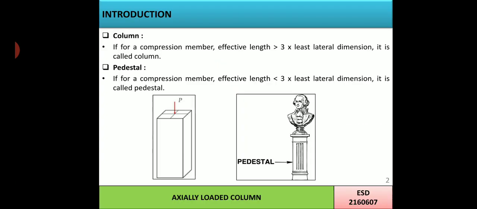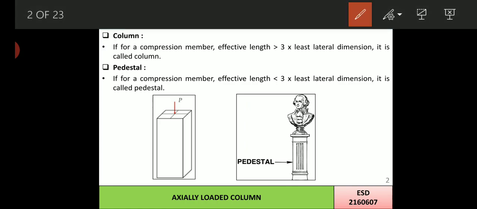Let's start with the introduction of column. If for a compression member, the effective length is greater than 3 times the least lateral dimension, it's called a column. A pedestal is exactly the opposite: if the effective length is less than 3 times the least lateral dimension, it's called a pedestal. Over here we can notice that this one is a column while this one is a pedestal.